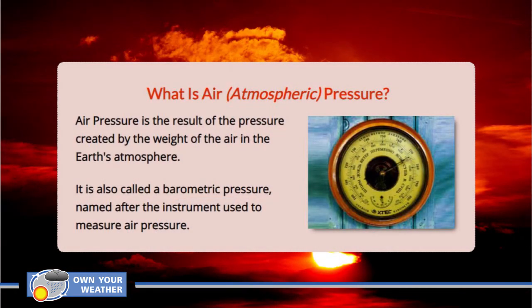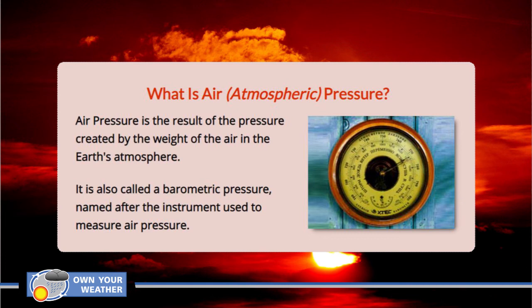And this brings us to air pressure, also known as barometric or atmospheric pressure. Air pressure is the result of the pressure created by the weight of the air in the Earth's atmosphere. It is also called barometric pressure, named after the instrument used to measure air pressure. In other words, a barometer is used to measure air pressure. Now, it's a bit hard to explain, but air pressure is the number of molecules in a certain volume of air.